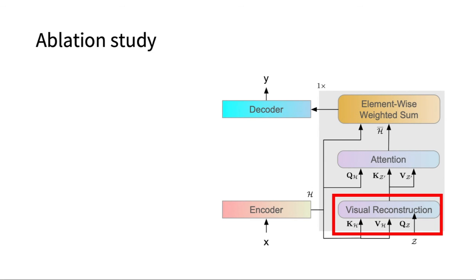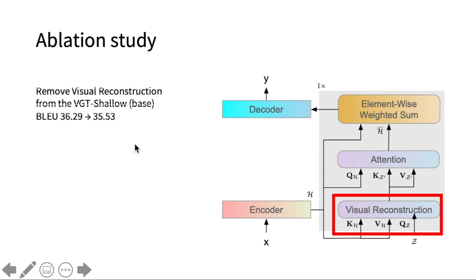We also perform an ablation test where we evaluate the effectiveness of the proposed visual reconstruction module, which is in the red box here, and we remove it from the VGT shallow pipeline. After the removal, we observe a clear performance drop from 36 to 35, and this suggests that with this reconstruction tree, we can effectively utilize visual features while reducing the risk of introducing extra noise.